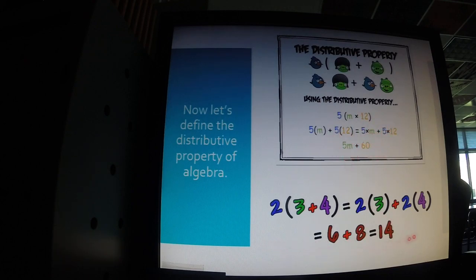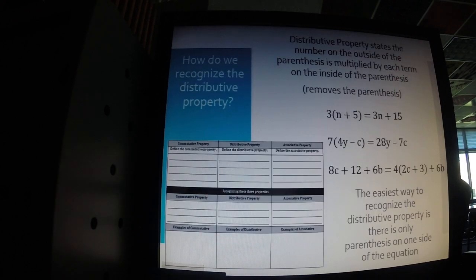Okay, and then this is again just another example. So what goes in your boxes? Well, here's the information. So here's our definition.